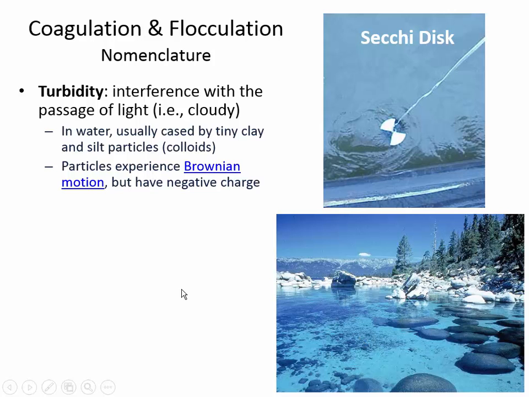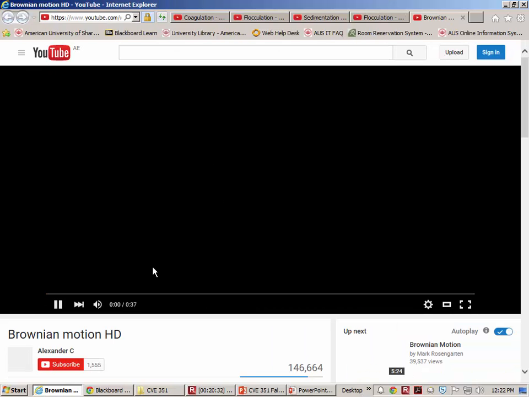Other times, there's a lot of soil in the water that stays suspended, and that's turbidity. What keeps the particles suspended is Brownian motion. Let's take a look at a quick video that illustrates Brownian motion.